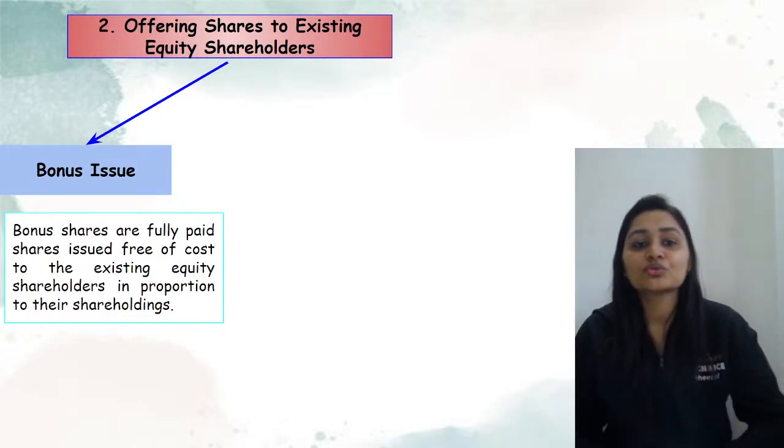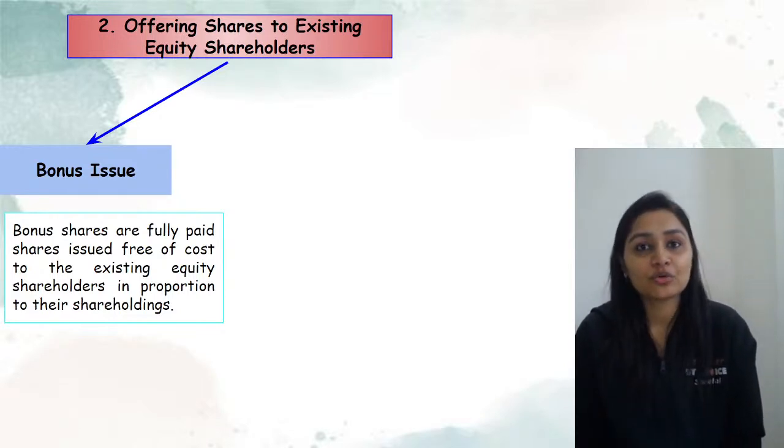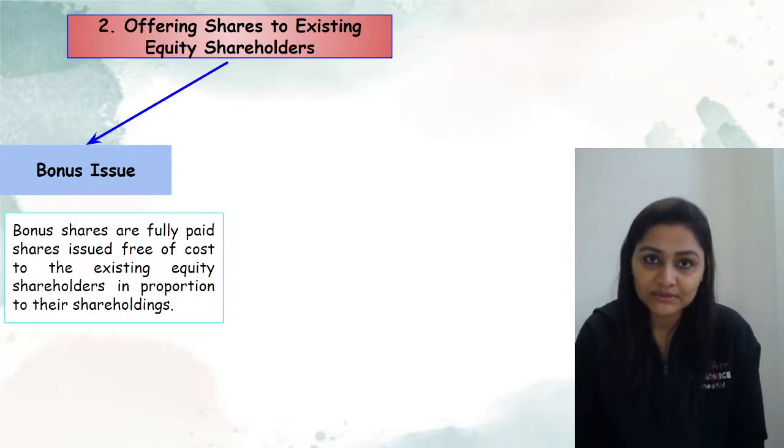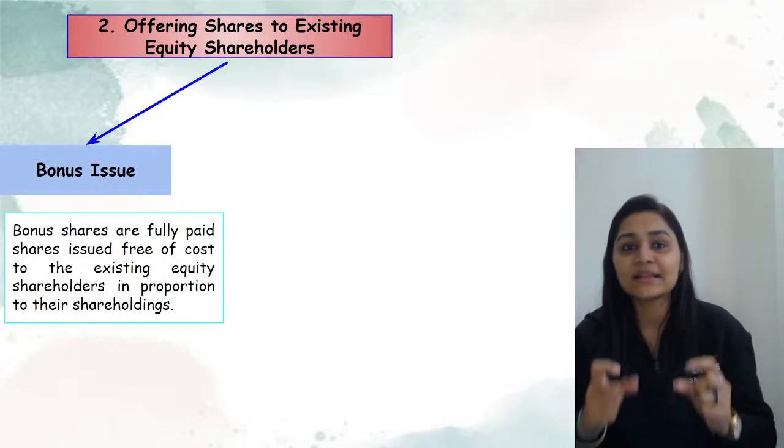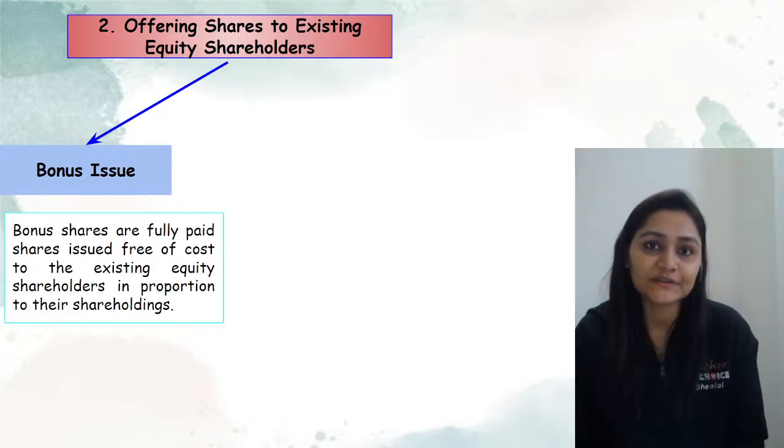So bonus issue is done to those shareholders who are existing shareholders, and in a proportion to their existing shareholdings they are offered the bonus shares.